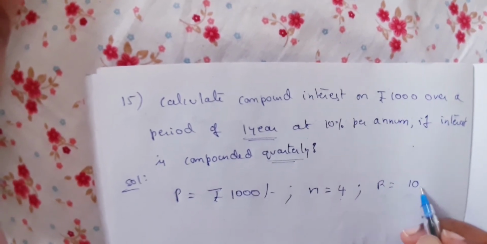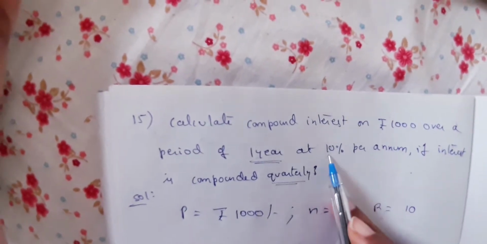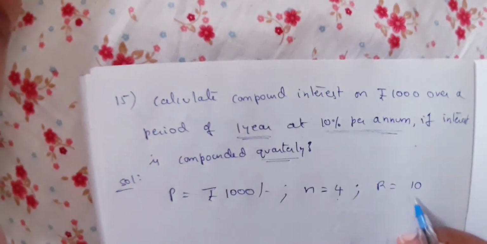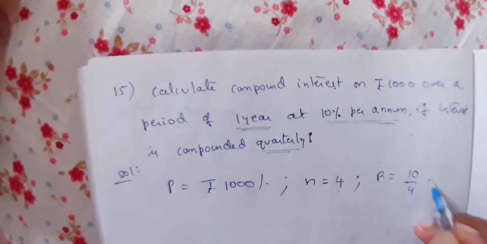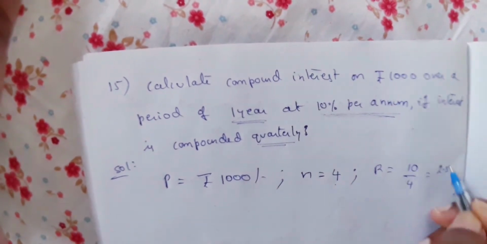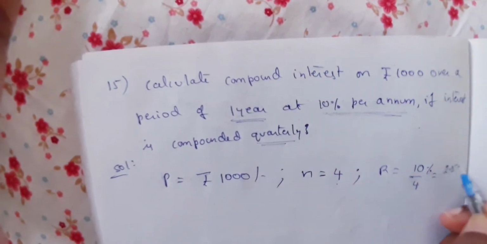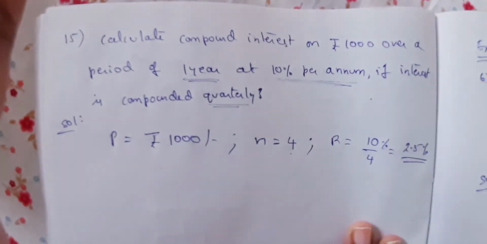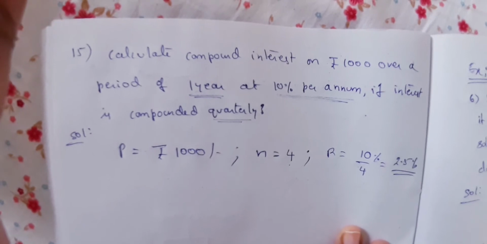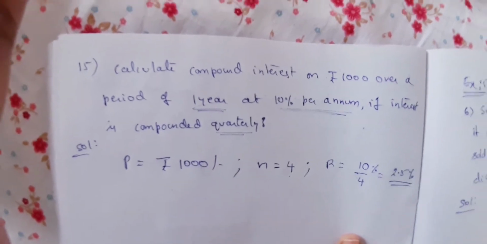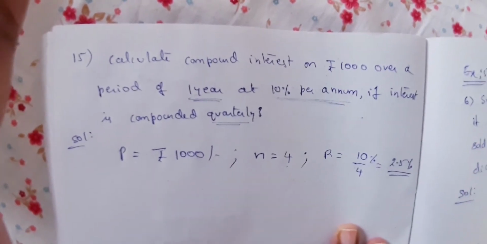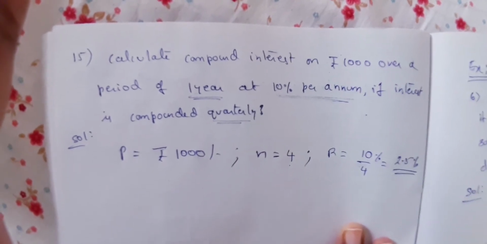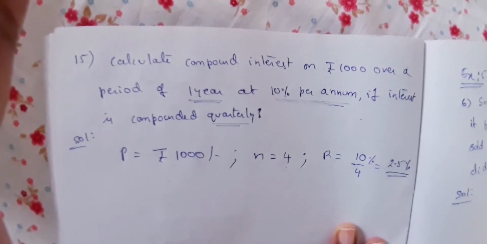And now the rate is equal to 10% per annum. What is the rate given? 10% per annum. Now how is it compounded? Quarterly. That means 10 by 4, which is equal to 2.5%. 2.5% is the rate. So this is how you have to determine r and n when it is not given directly as compounded annually, but by giving certain months or a particular period.